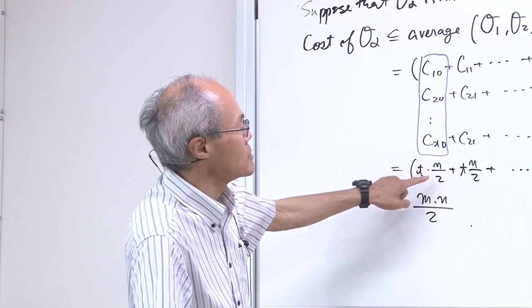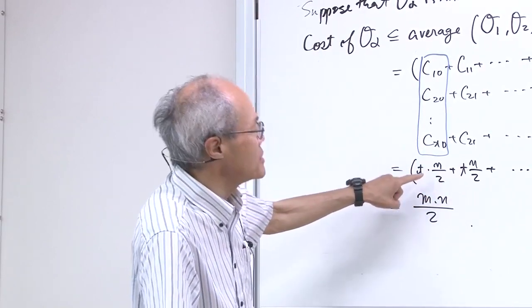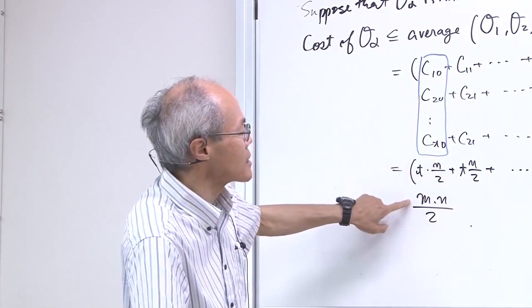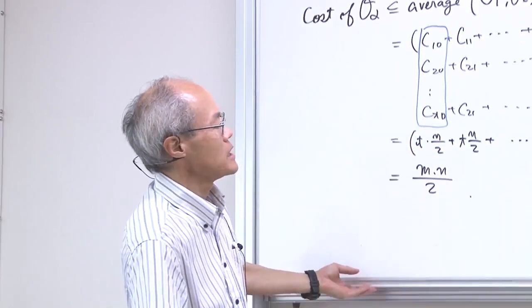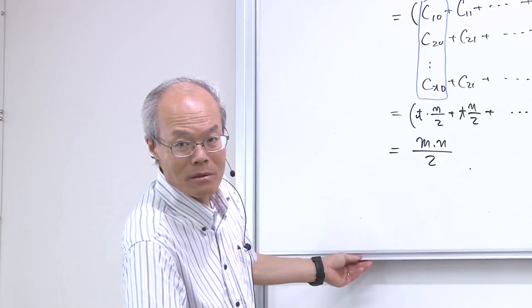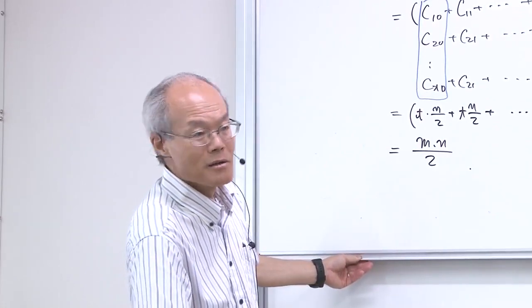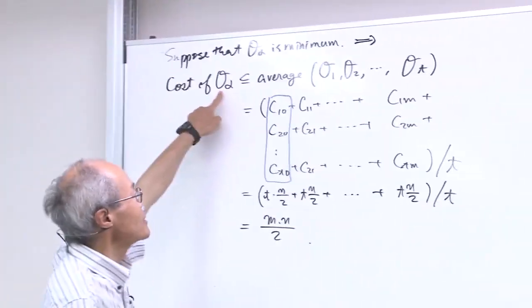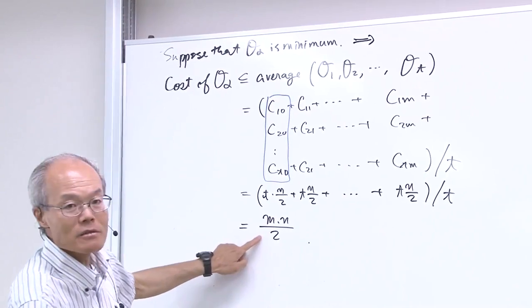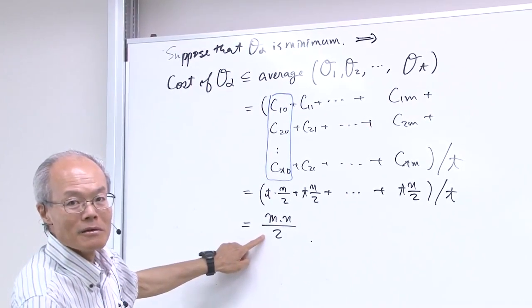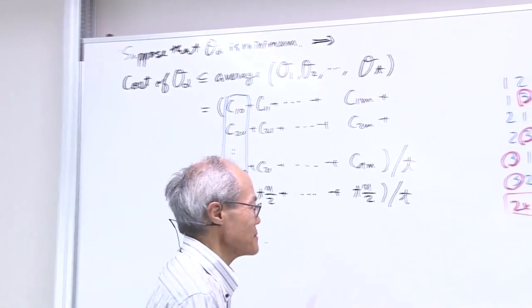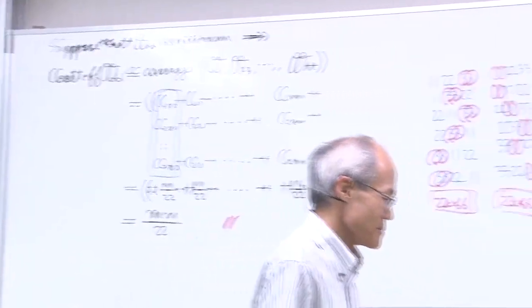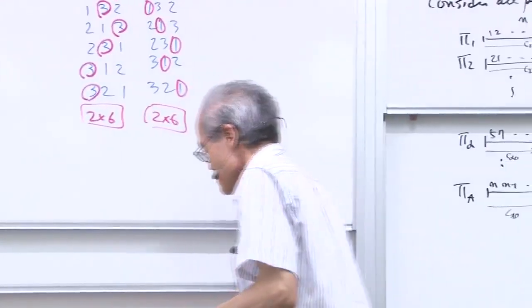We have m n over 2s. So that is exactly m times n divided by 2. We are done. The cost of alpha is at most this value. We are done.